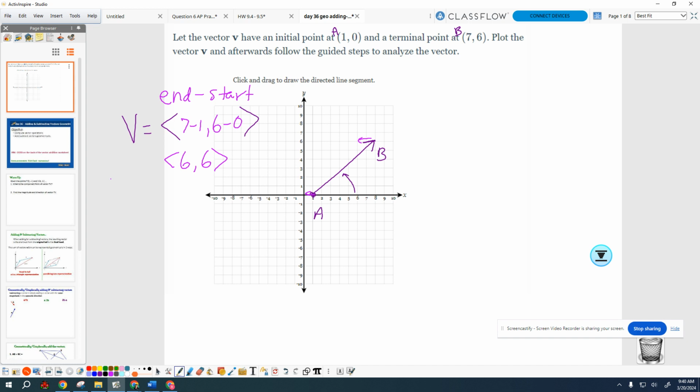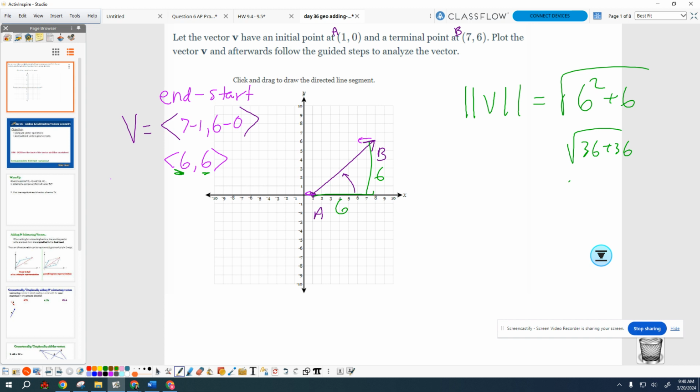William, how do I find magnitude? Is that your C? It's 6. It's 36 plus 36. So this component squared plus that component squared. It's just asking you to do Pythagorean theorem. Length squared plus length squared equals the hypotenuse squared. So square root of 72 or 6 root 2.